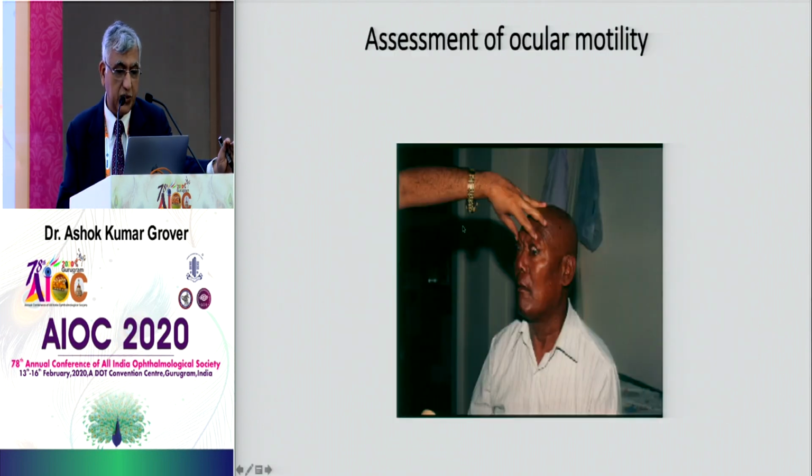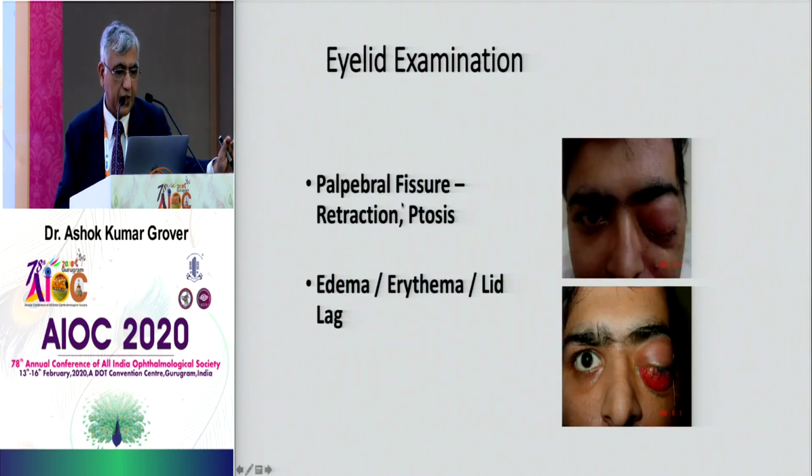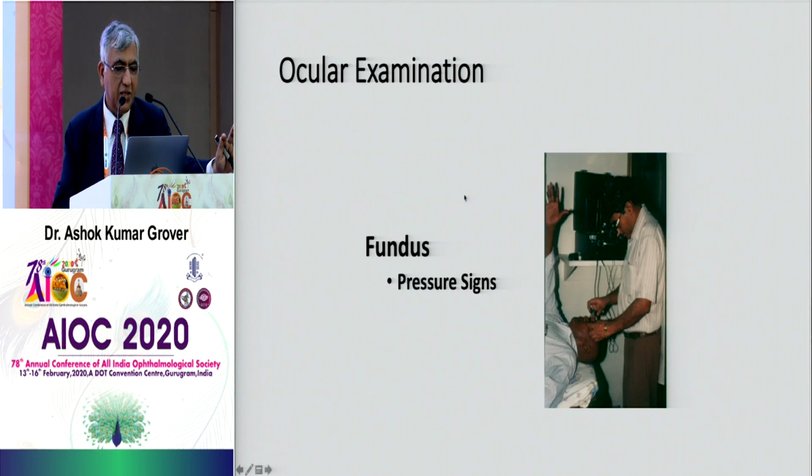Changes in binocular vision, diplopia, ocular motility, and the forced duction test, which is again important to help you distinguish a paretic pathology from a restrictive pathology. Eyelid changes secondary to the orbital pathology are common, which you need to look for. You need to do the anterior segment examination, particularly the pupils, and exposure. Intraocular pressure gets affected in several orbital diseases where there is a diffuse pathology, because of rise of intraocular pressure, such as in thyroid exophthalmos. And look for pressure signs.